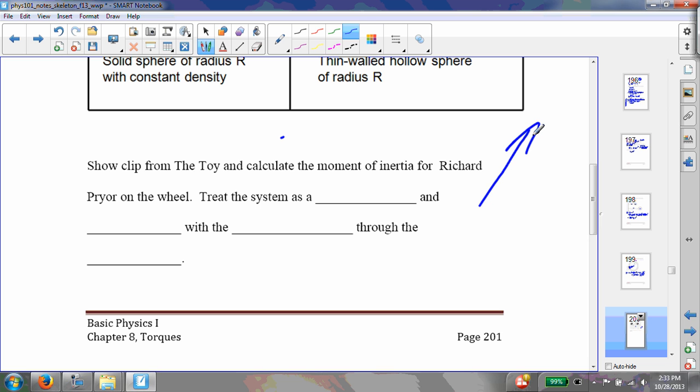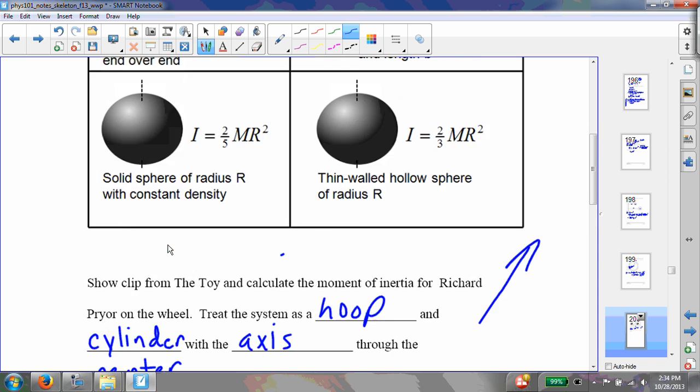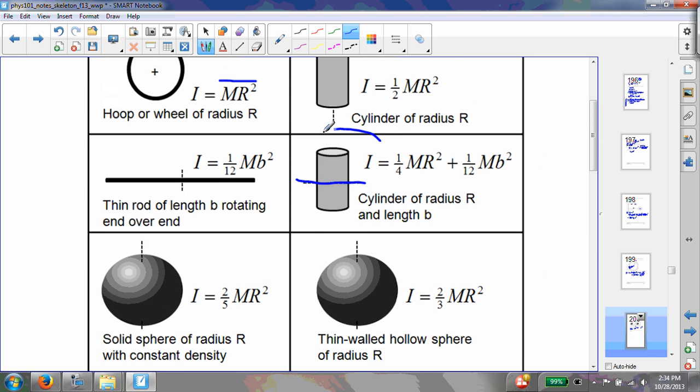Okay, so in this clip, we had Richard Pryor, and he was on this wheel. We can treat the system as a hoop, which is the wheel, and as a cylinder, which is going to be Richard Pryor, with the axis of rotation through the center. Right, so if we were looking at this table up here, we would treat Richard Pryor as this object, and then the Wonder Wheel would be that object.